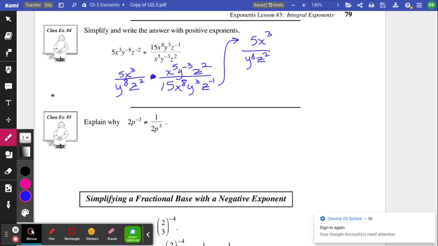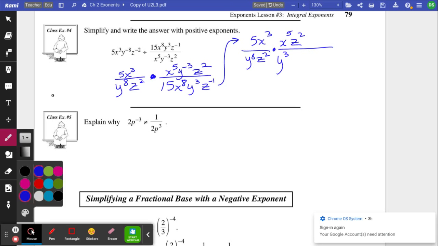Okay, I'm copying that part down right here. Hold on. The next thing I would do is move everything that has a negative exponent to the other side, make it positive. If it has a positive exponent already, I'm going to keep it where it is. But this y cubed, he's going downstairs. This z squared is positive. He has to stay.